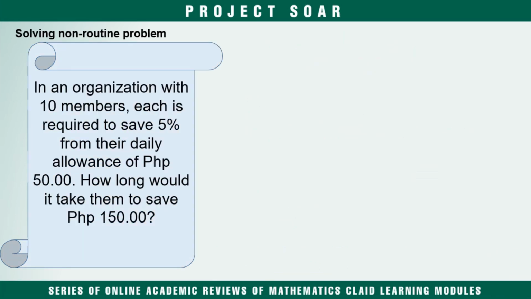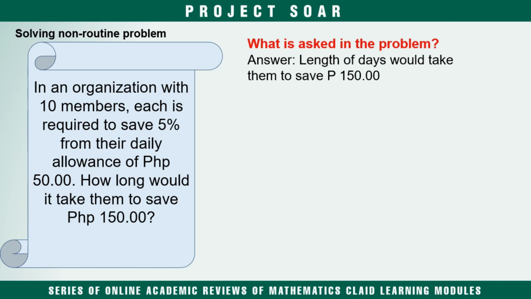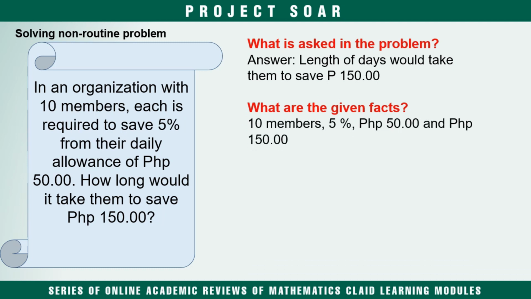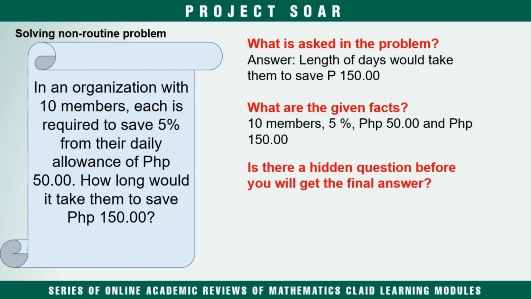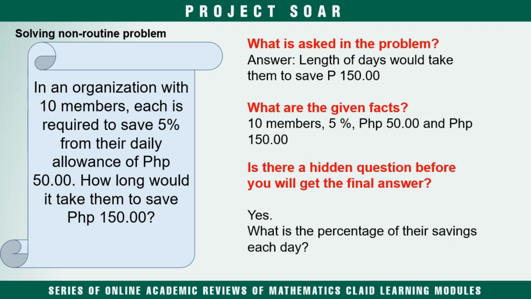Our next problem is an example of a non-routine problem. In an organization with 10 members, each is required to save 5% from their daily allowance of 50 pesos. How long would it take them to save 150 pesos? Okay, what is asked in the problem? It is asking for the length of days it would take them to save 150 pesos. What are the given facts? The given facts are 10 members, 5%, 50 pesos, and 150 pesos. Is there a hidden question before you will get the final answer? Okay, yes. What is the percentage of their savings each day?